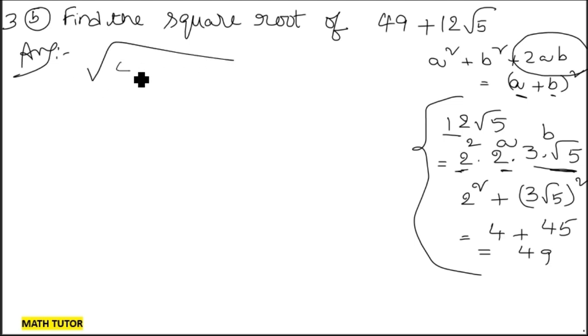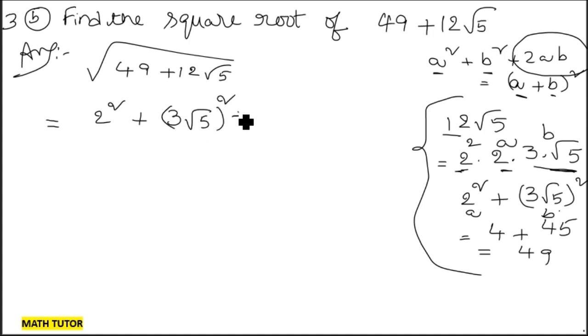Square root of 49 plus 12 root 5, that equals to, now I am writing it directly in the form of A square plus B square plus 2AB. So here A is 2, B is 3 root 5. A square plus 3 root 5 whole square plus 2 into A into B, that is 3 root 5. This is A, this is B, this is 2AB.